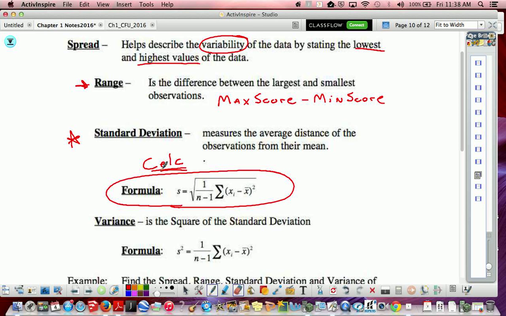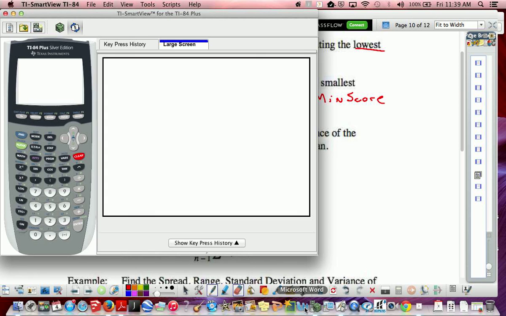Now, if you have your graphing calculators, take those out for a second, and then mine's going to pop up here. If you don't, follow along with the neighbor real quick. Thank you. Can you ladies screen down?